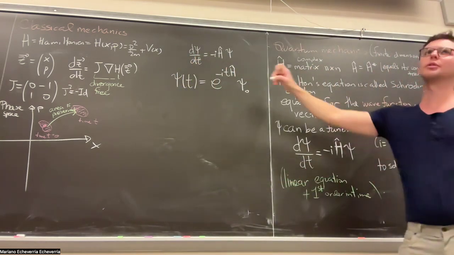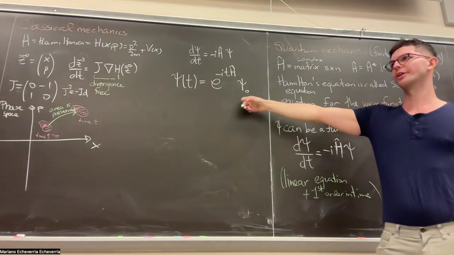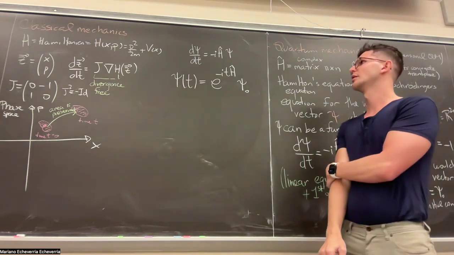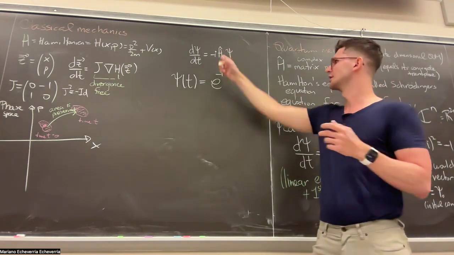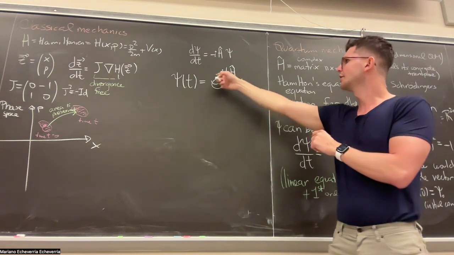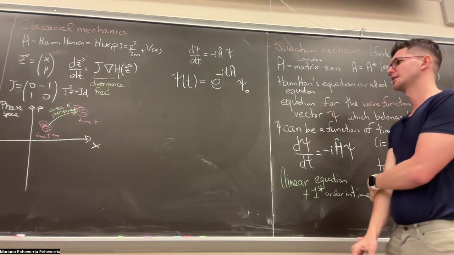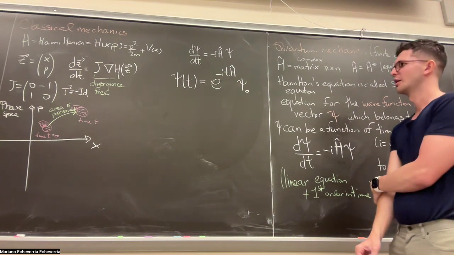So essentially you start with the vector, or the wave function, at time zero, and you multiply by the exponential of, well, not the Hamiltonian, but e to the minus itH, the Hamiltonian matrix, to get the vector at any other time. Okay.